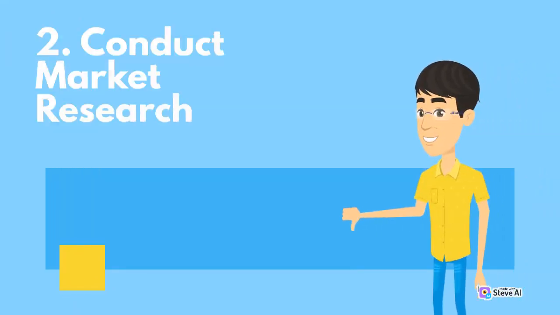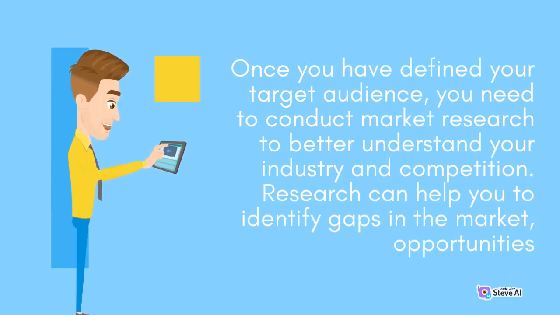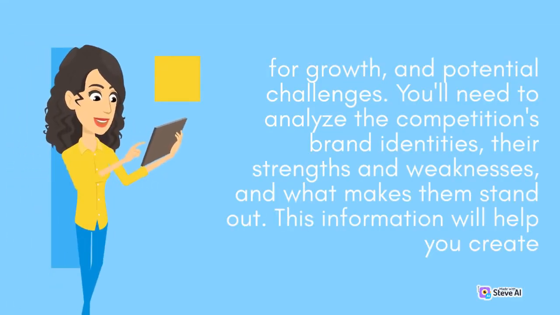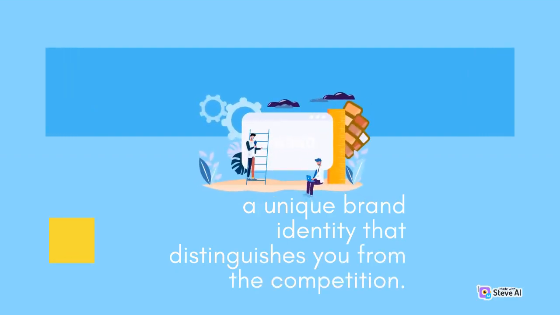2. Conduct market research. Once you have defined your target audience, you need to conduct market research to better understand your industry and competition. Research can help you to identify gaps in the market, opportunities for growth, and potential challenges. You'll need to analyze the competition's brand identities, their strengths and weaknesses, and what makes them stand out. This information will help you create a unique brand identity that distinguishes you from the competition.